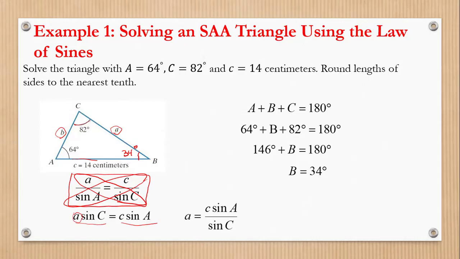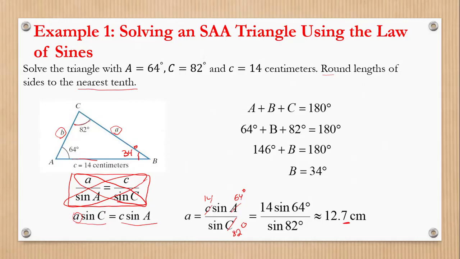Now you can replace numbers. You can replace 14 for C, 64 degrees for A, and 82 degrees for C. And you need a calculator for sure, because we have no clue what the sine of 64 degrees is. Type this whole thing in a calculator and find side A. Side A is 12.7 centimeters. Make sure you check that it's asking you to round to the nearest tenth, which means you only need one digit after the decimal point.